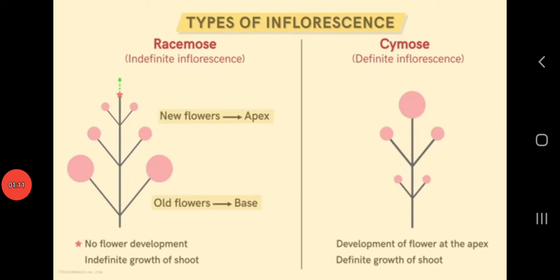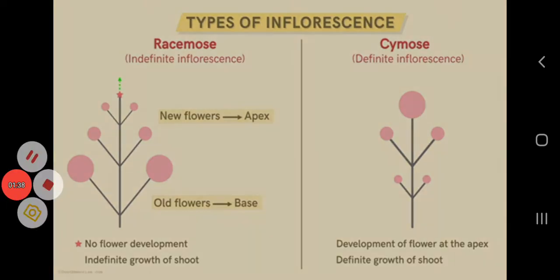In this type, the main axis of inflorescence continues to grow and does not end in a flower. It gives off flowers laterally, with the oldest flower occupying the lowest and the youngest flower occupying the highest position on the floral axis. This order of development of flowers is called acropetal order. Racemose inflorescence is of the following three types.